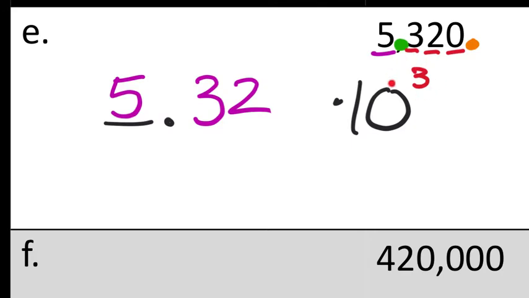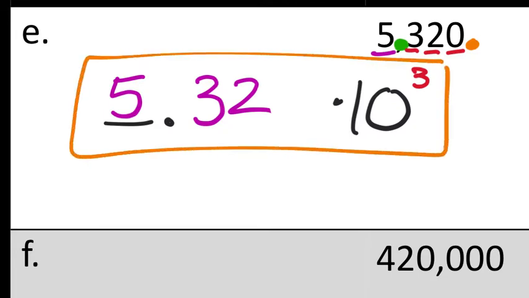Now, this is a positive 3, particularly because the number that we were looking at originally, the standard form number, was greater than 1. If, and we'll see this in some examples, if that number is less than 1, then we would use a negative exponent, okay? But as of now, this is our final answer right here. So that's kind of one way to look at it.